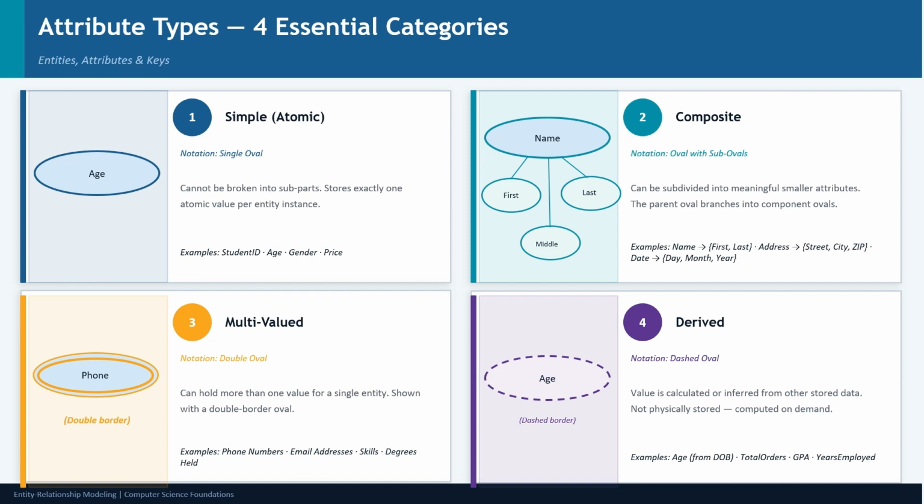Third, multi-valued attributes. These can hold more than one value per entity instance. Phone numbers are the classic example. A student might have 2 or 3. We use a double oval border to signal multi-valued. Fourth, derived attributes. These are values you can calculate from data already stored. Age can be derived from date of birth. Total orders can be derived from the orders table. Derived attributes get a dashed oval, because they're not physically stored, they're computed on demand.